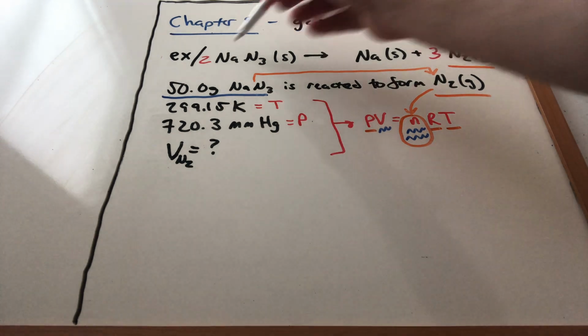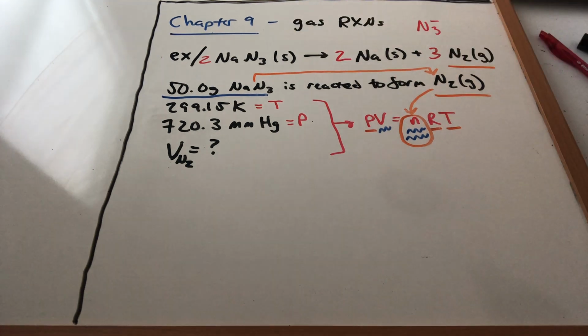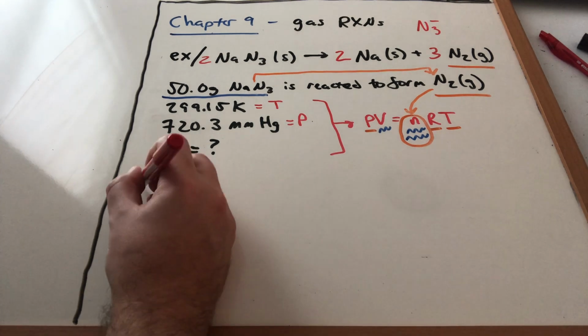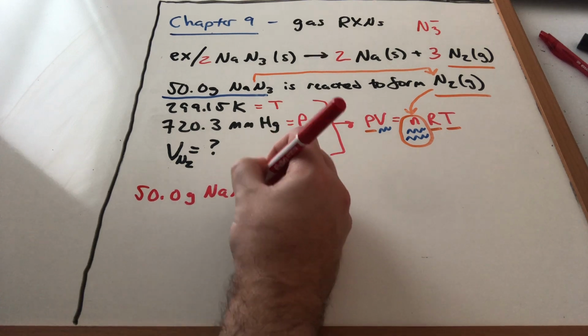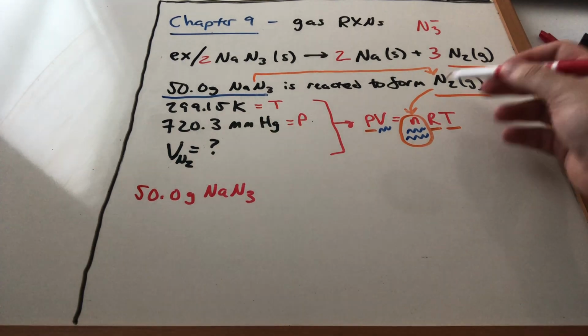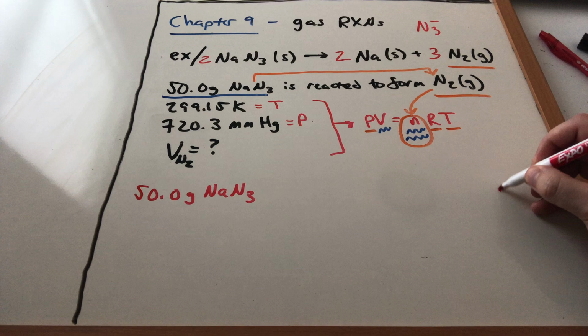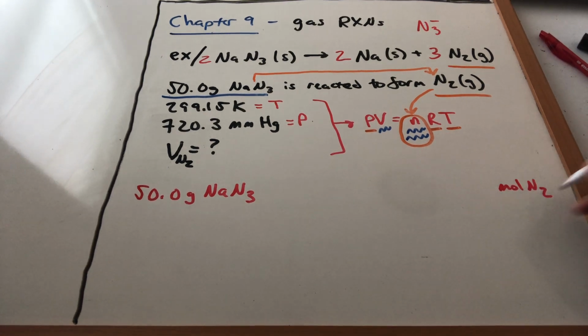So I have 2 sodiums here, so I can finally balance it by putting a 2 there. So now I have a balanced chemical reaction. Can I take my 50.0 grams of NaN3 and convert it to moles of N2? That's something you all should have confidence in doing, right?